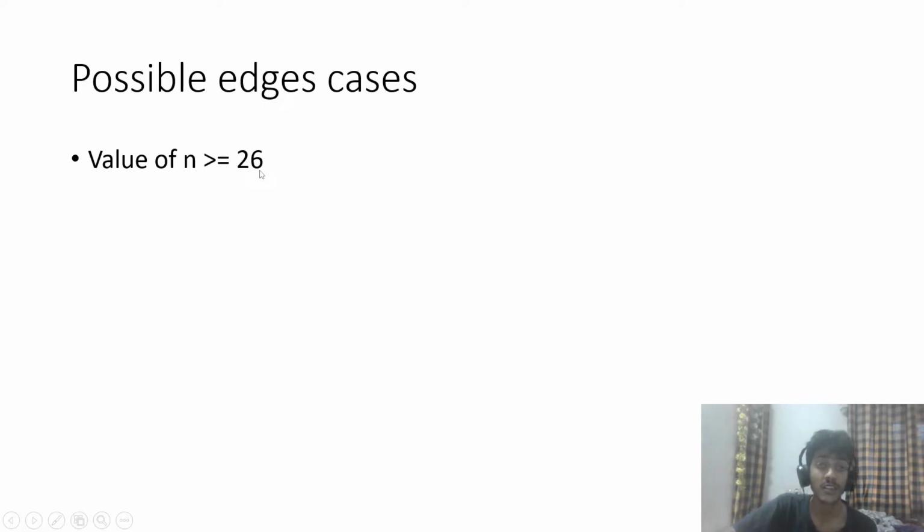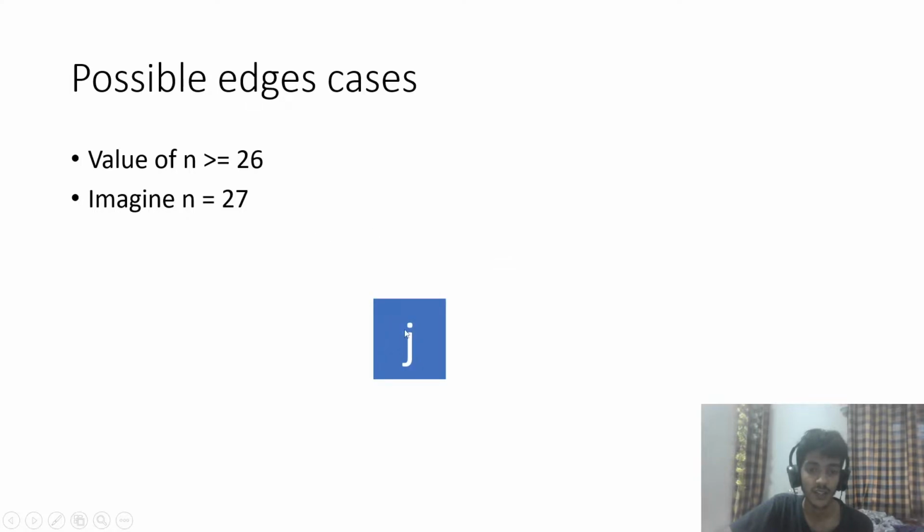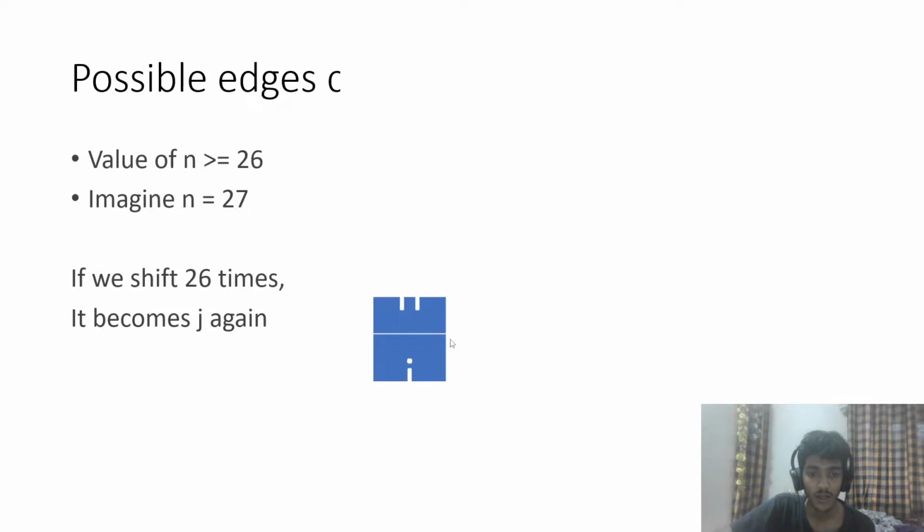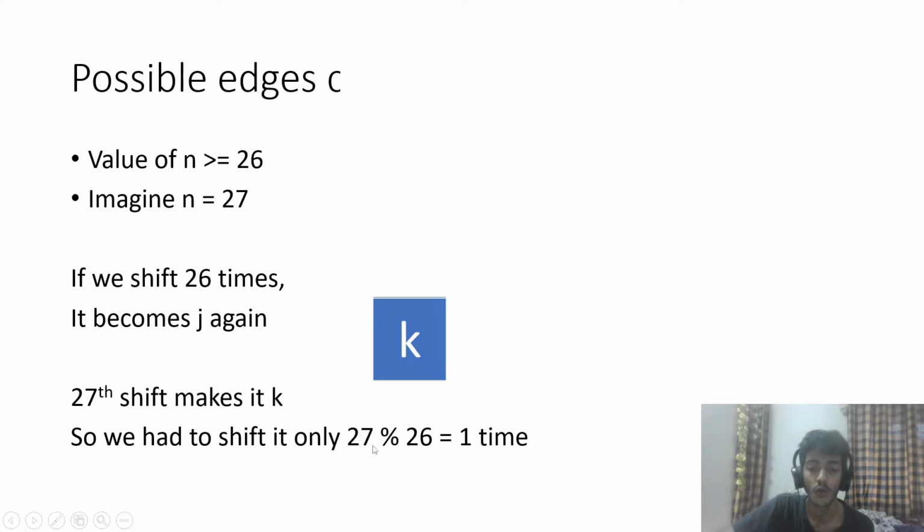And n can also be greater than 26. Since there are 26 letters in the alphabet, if we shift 26 times, it will obviously become the same character again. So for example, here we have J. Now we have n equal to 27. Imagine we shift it 26 times, and it will become J again, right? Now to make it 27, we will shift it again. So instead of shifting one entire cycle, we can simply take the mod of 27, that is 27 mod 26, which is equal to 1, and we need to shift only once.